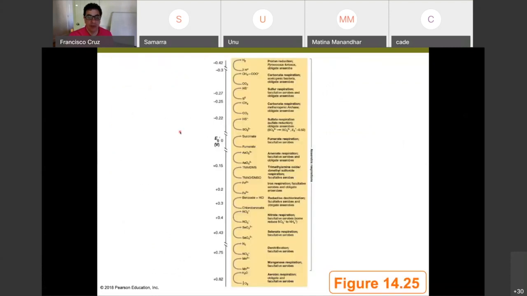respiration. So I think, talked about this slide, and this is just an order of different things that can be reduced and what the energy levels of them are. And so the higher up, this is an important thing to distinguish on figure 14.25. This is a list of molecules that can be electron acceptors. That's what this is. This is a list of electron acceptors, 14.25.